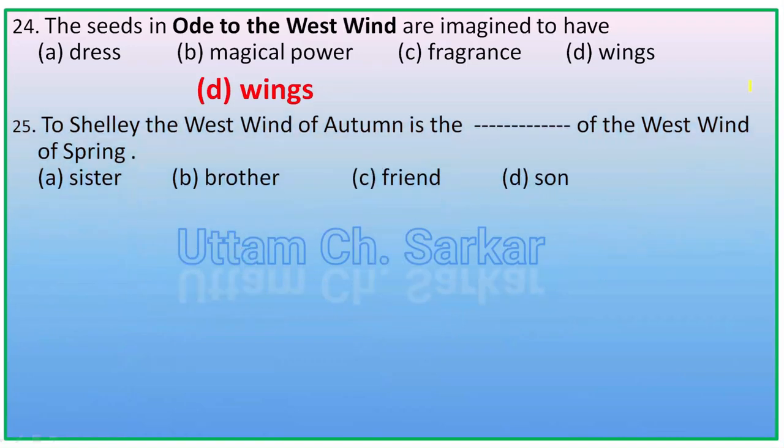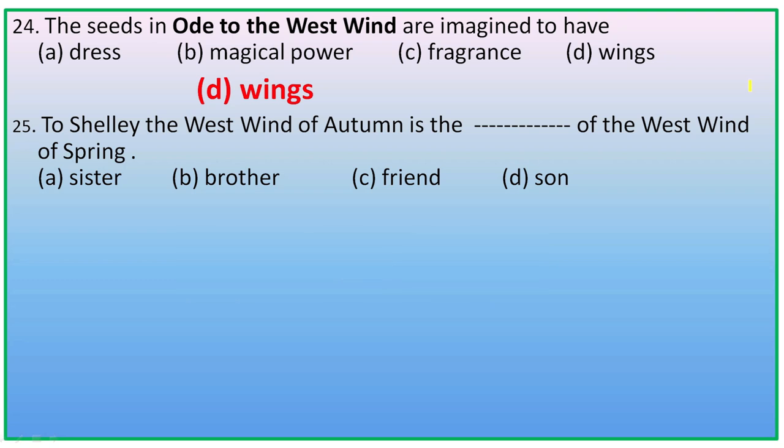Next, question number 25. To Shelley, the west wind of autumn is the dash of the west wind of spring. During autumn, the west wind becomes violent and strong. So the west wind of autumn is the brother, and during spring, the west wind becomes weaker. So the west wind of spring is the sister. Hence, to Shelley, the west wind of autumn is the brother of the west wind of spring. So the right option is B, brother.